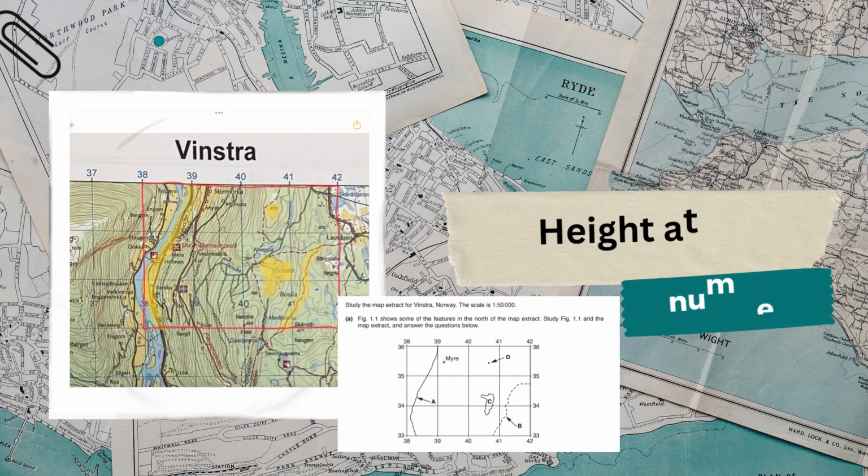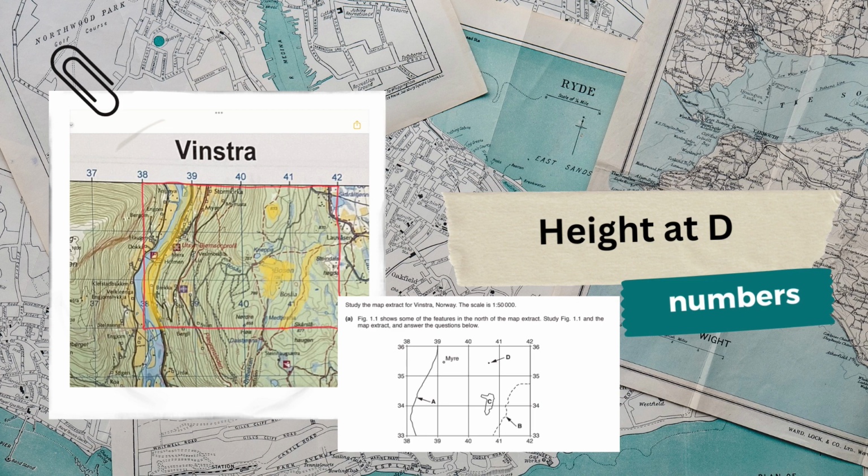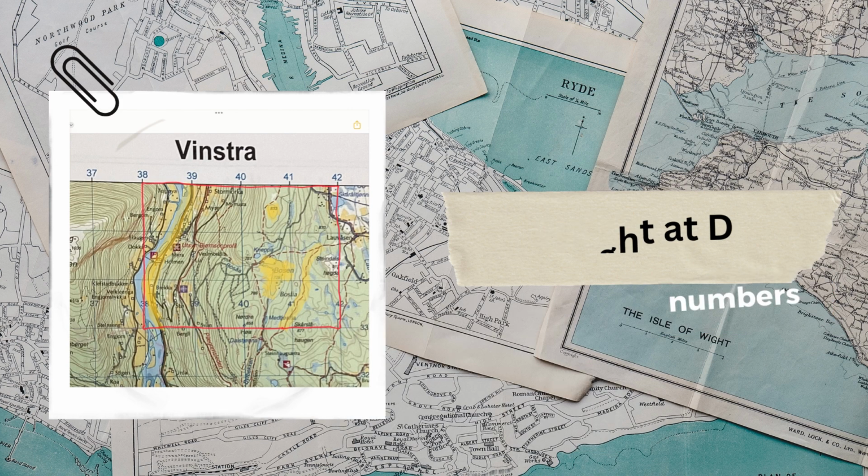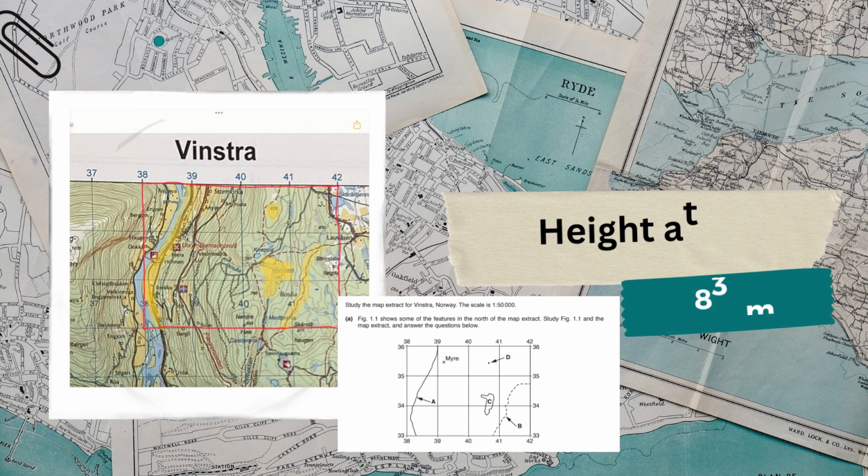The next question is, what is the height above sea level at D? Don't forget, you need to give the answer in meters. First use the 4-figure reference number to help you find the grid square. The little dot the arrow is pointing to in the extract is D on the map, so you need to find that point. Can you see it? That is a spot height, and the number beside it is the correct answer. In this case the answer is 833 meters.